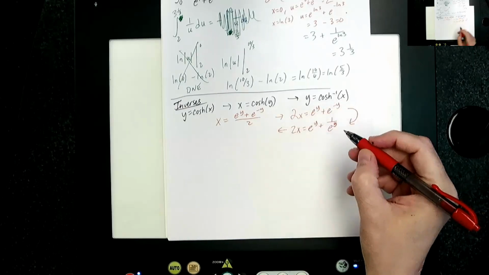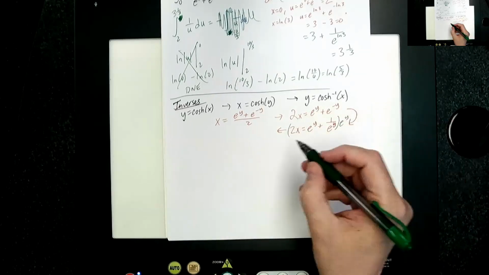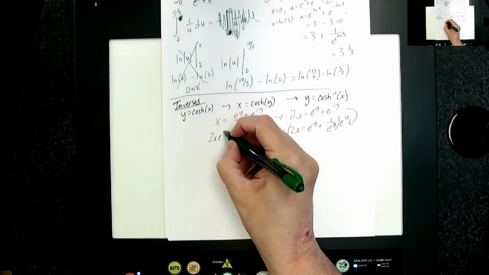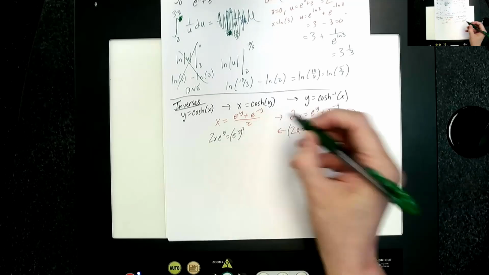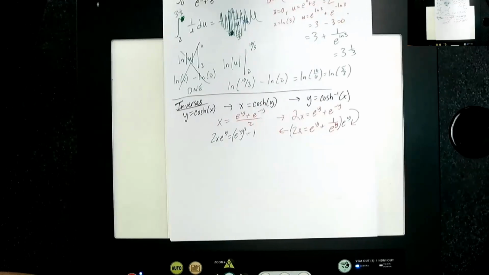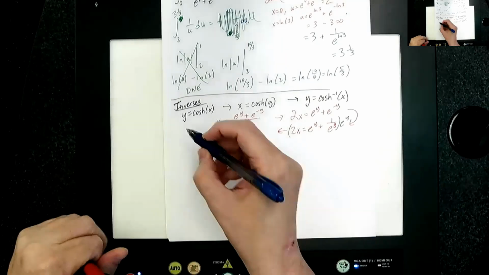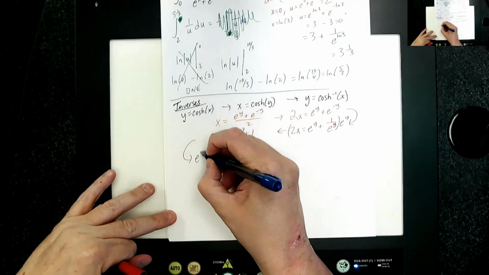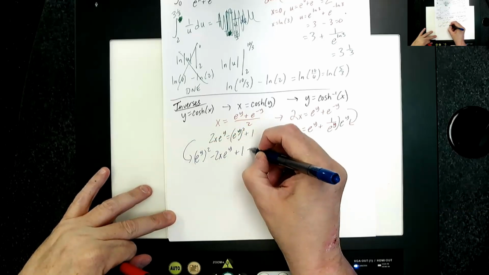If we multiply through by e to the y, we get 2x e to the y equals e to the y squared plus 1. And if I put everything on one side, e to the y squared minus 2x e to the y plus 1 equals 0.